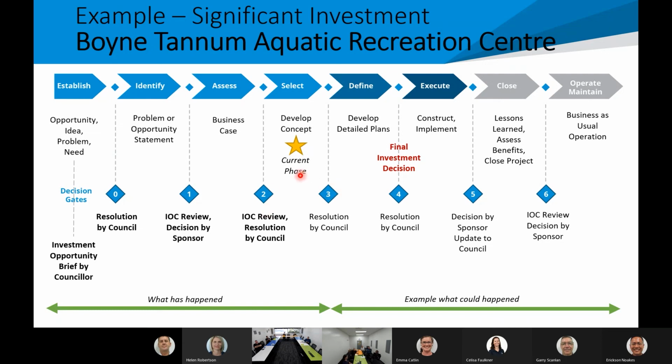So if we then look ahead at what may happen, and I'm not saying by any means that this will, Gate 3 will take those concept designs back to council and they'll make a resolution. Let's say they say, yep, go ahead with this pool. We'll then do some detailed design and execution planning and all that realm. We'll then go back to council for a resolution, let's say they've asked for it to come back, and we'll make a final investment decision around whether we're going to build this pool.